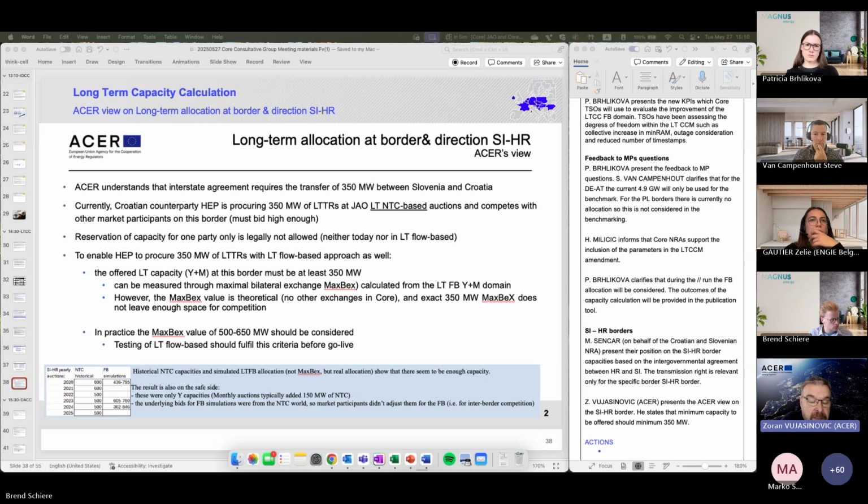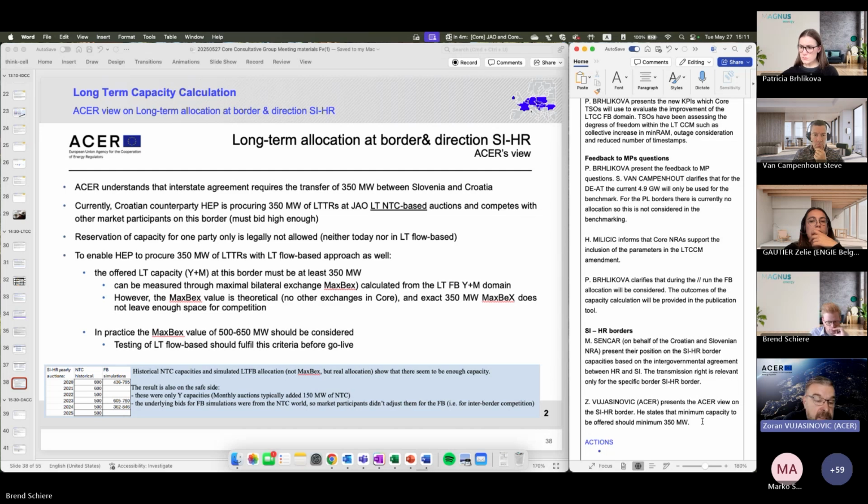But as it regards the real values, historical NTC capacity, you can see in a small table I gave here, and also from simulated long-term flow-based allocation. So it's no longer max BEX, but real allocation. It seems that there is enough capacity on this border. There are lots of tie lines. I think the sum of Fmax on this border is 5,000 megawatts or so. And this shows that there should be also more than sufficient capacity on this border with long-term flow-based.